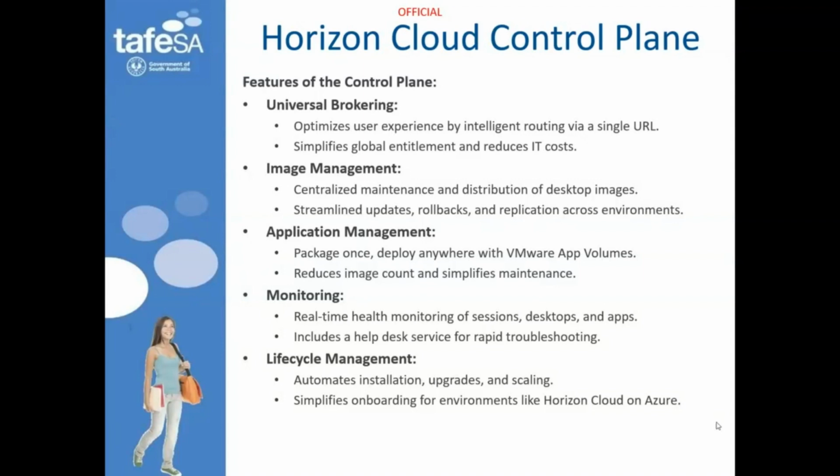We can also do image management. So remember, we have our Golden Master instant clone image. So, centralized maintenance and distribution of desktop images. It streamlines updates, rollbacks, and replication across environments. So what does that mean? I have on-premise images. I have images in the cloud. And basically, this allows us to replicate those images so it's the same image, doesn't matter which platform.